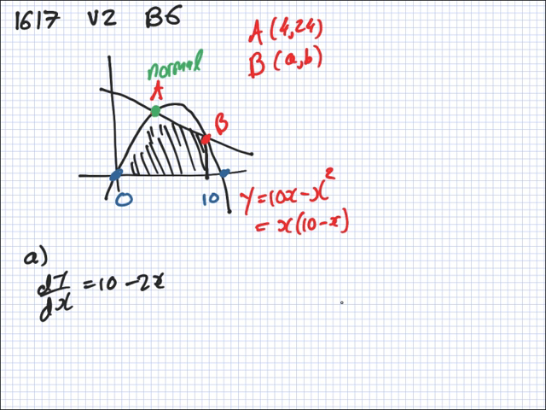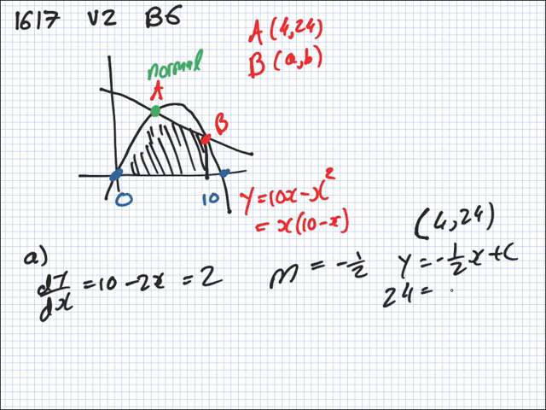Okay. 10 minus 2x. And what's the x here? x is 4. So that's 2. Yes. So what's the m for the normal? Minus 1 over 2, because it's perpendicular. So you have y equals minus 1 over 2 x plus c. What point can I sub in? (4, 24). So I get 24 equals minus 2 plus c. So c equals 26. Alright, so y equals minus a half x plus 26. 4 marks.